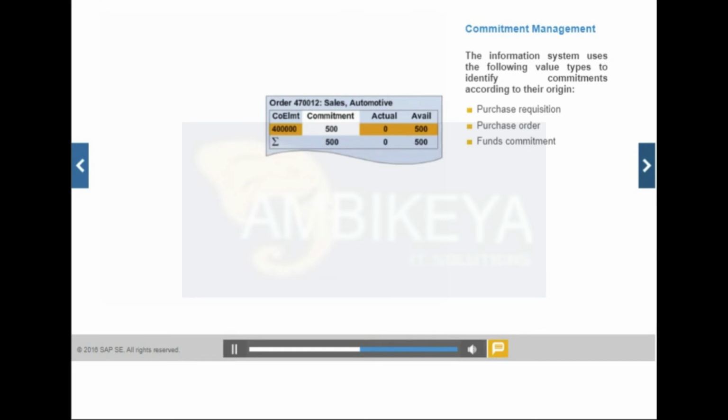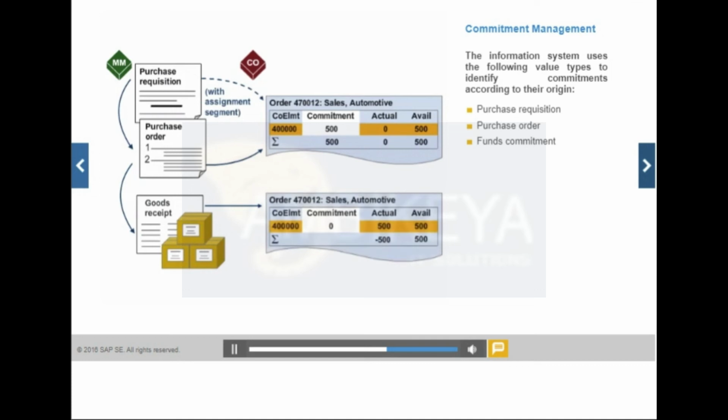You record commitments on your overhead orders by using certain materials management or MM and management accounting transactions. A commitment is recorded automatically when you assign an overhead order to a purchase requisition or PO line item. You can generate a commitment manually by entering a funds commitment in management accounting. A funds commitment in the system represents costs that are pending but that have either not yet been entered in purchasing or the component is not in use.